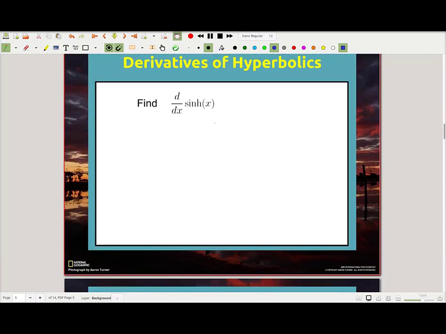Okay, let's look at the derivatives of some of these hyperbolic functions. Given the definition that we know for sinh of x, which is e to the x minus e to the negative x all over 2, I'm going to take the derivative of that. Notice the 2 on the bottom, I could really think of that as a 1/2 constant multiple. So really I'm going to take the derivative of e to the x minus e to the negative x.